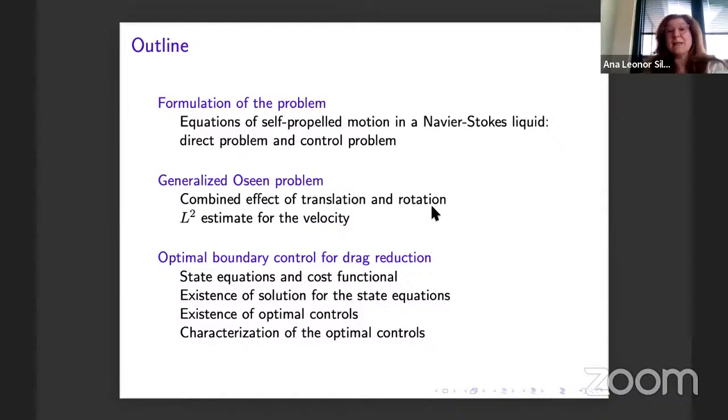Okay, we show existence of solutions for the state equations, because here in the first part of the talk, it is just the formulation of the problem. Then we show existence of optimal controls, and finally, we give a characterization of the optimal controls, namely, we are going to present the adjoint equations and the first order optimality condition.